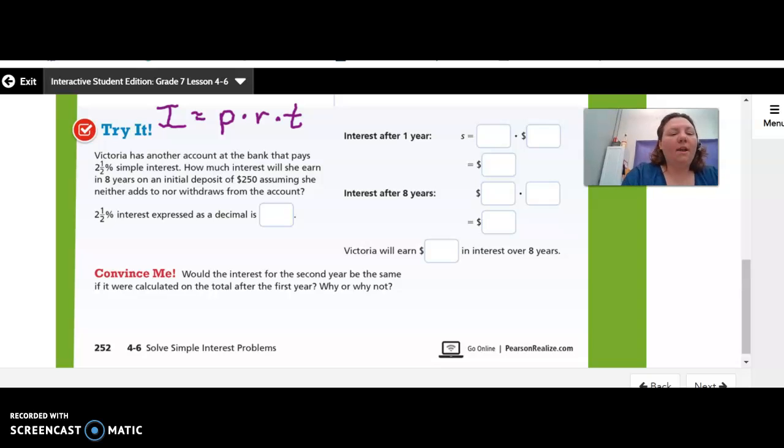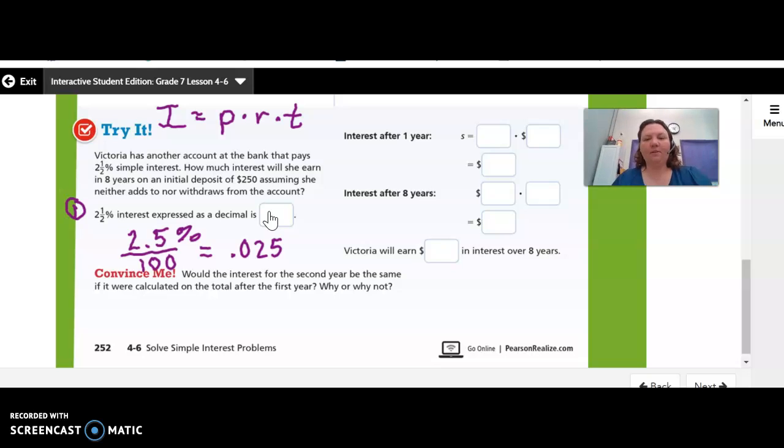So step number 1, we need to write our percent as a decimal. 2.5 is 2.5%. But we should remember from 6th grade learning standards that all percents are out of 100. Percent of 100. There are 100 cents in a dollar. So the percent symbol tells us what it's out of. If we take 2.5 divided by 100, we'll end up with 0.025. You could write it in this little box here. I'm going to write it underneath because I have a little more space to write it that way.